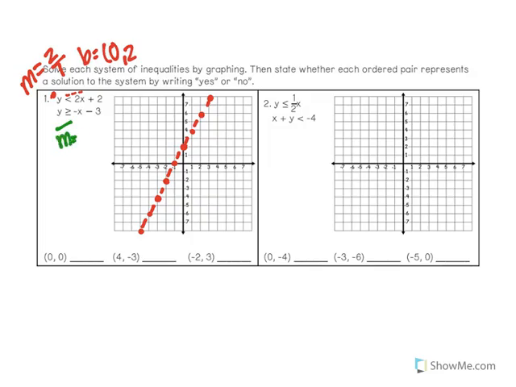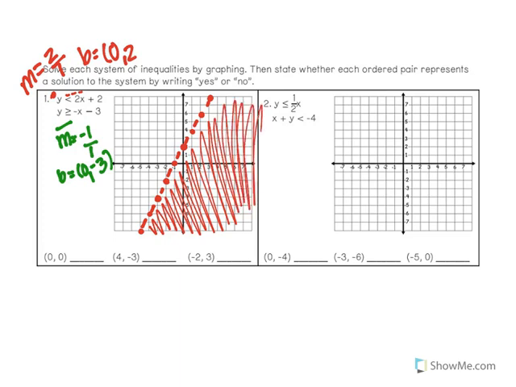My m, which is my slope, is -1/1, and my b, my y-intercept, is the point 0, -3. Before I do that, I am going to go ahead and shade that red part. It's less than or equal to, so I'm going to shade everything underneath when doing that, so make sure that you do that as well.